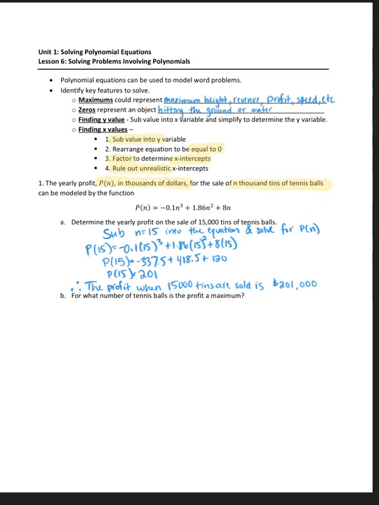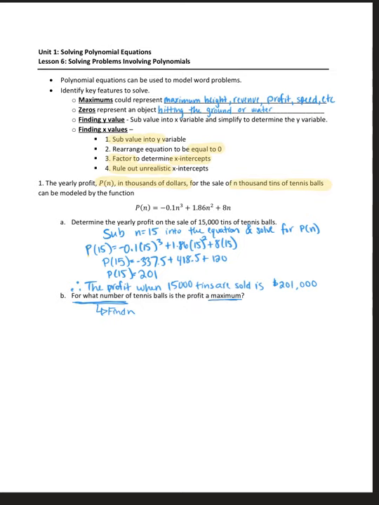Okay, the next question is saying, for what number of tennis balls is the profit a maximum? So it's asking for what number. The number of tennis ball tins is represented by n. So we need to find n so that profit is a maximum.